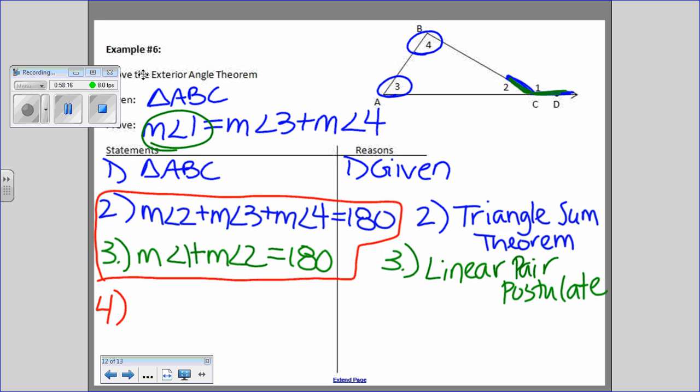All right. So what do you think? Evan? No, you cannot. You cannot just cross out the measure of angle 2. No, because we don't have one equation. When you subtract, it has to be on both sides of the same equation.